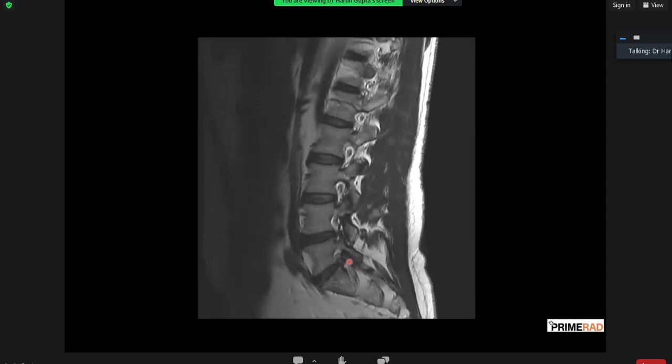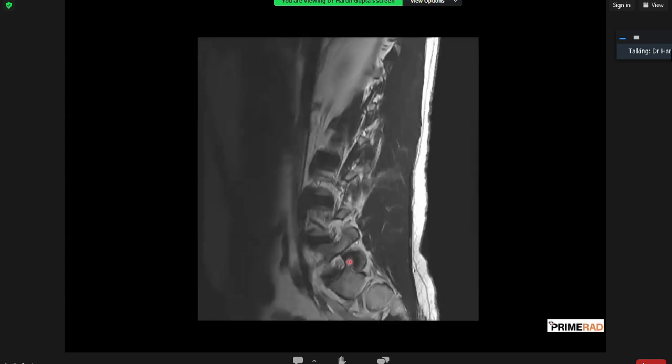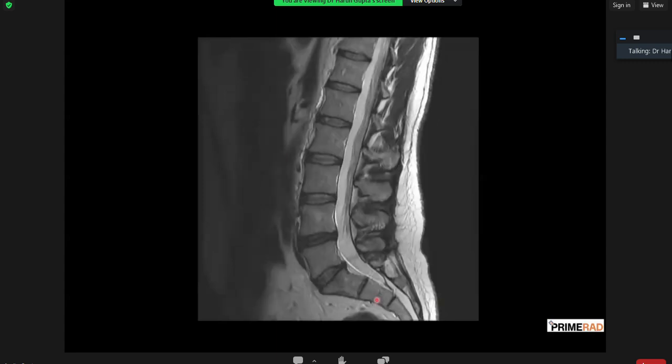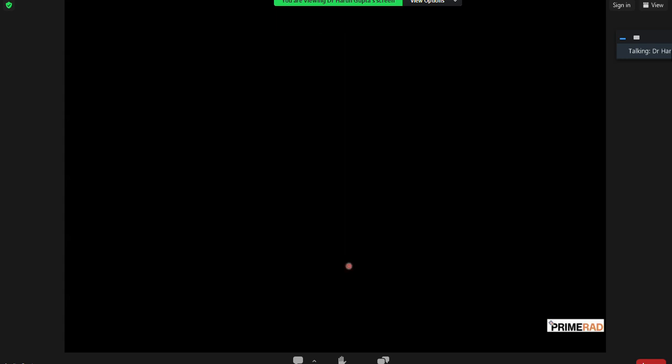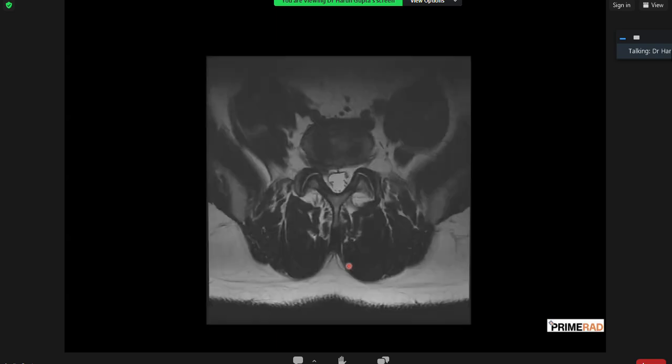Now, when you look on the other side, you will find that the nerves are coming out separately. So that's one nerve, that's the other nerve. But when you go on the other side, you find that the nerves are coming together. This is a conjoint nerve, and there is a disc protrusion which is compressing on the conjoint nerve root. So just to show you that it's not uncommon to see this kind of abnormality here.